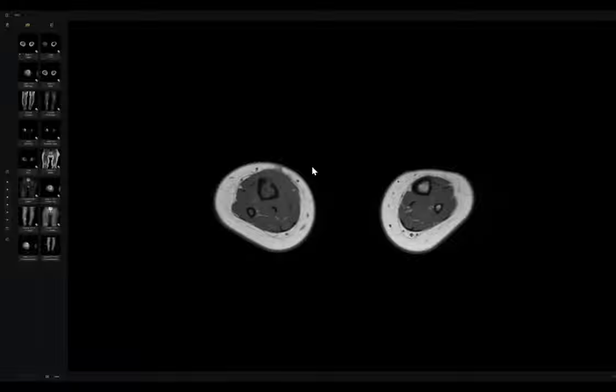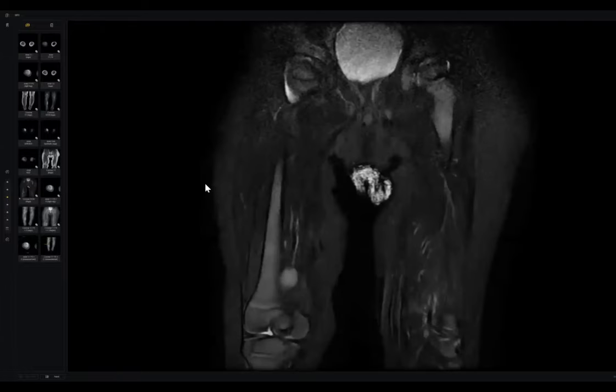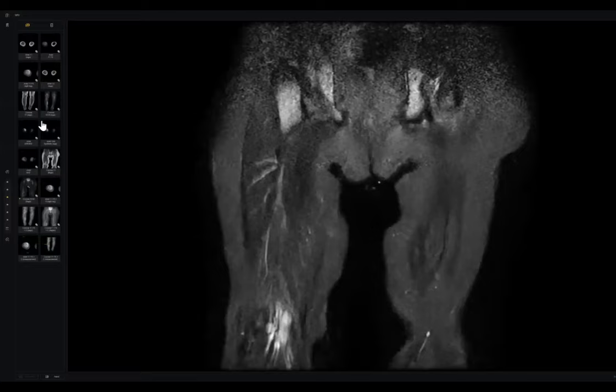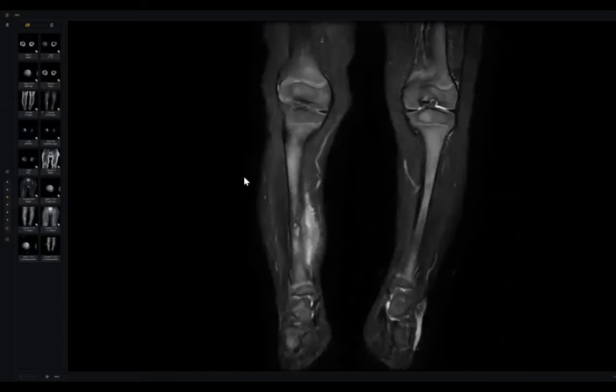Sir, I would like to see the fat suppressed images if available, or any contrast enhanced images if available. Yes, this one. Okay. What do you think?